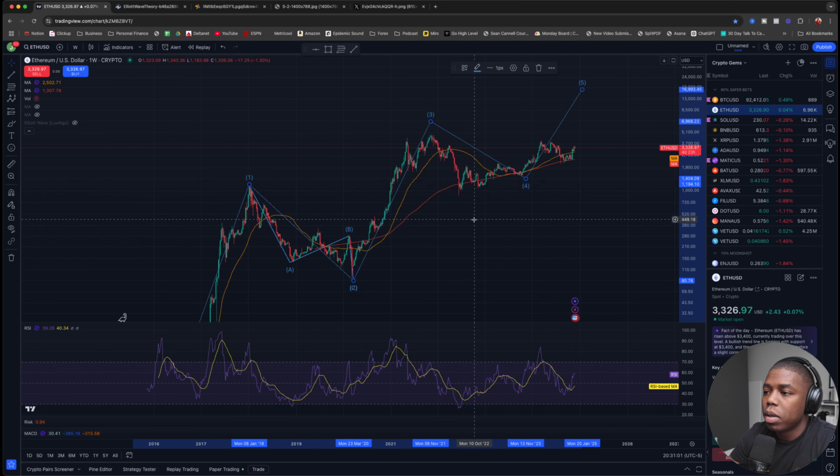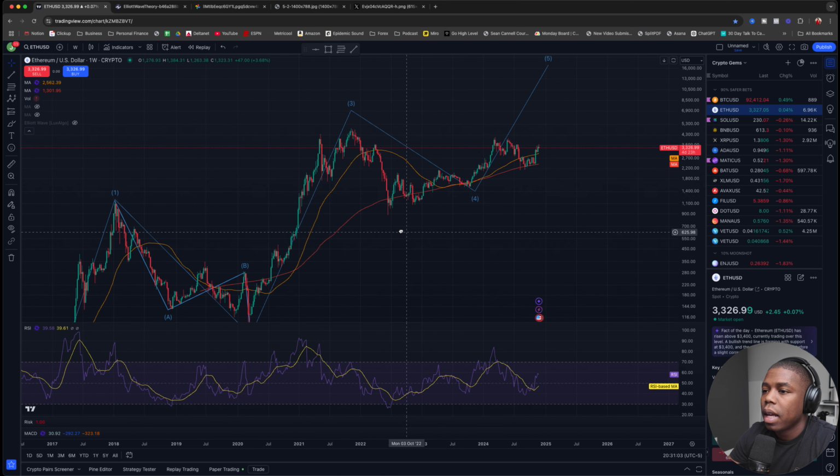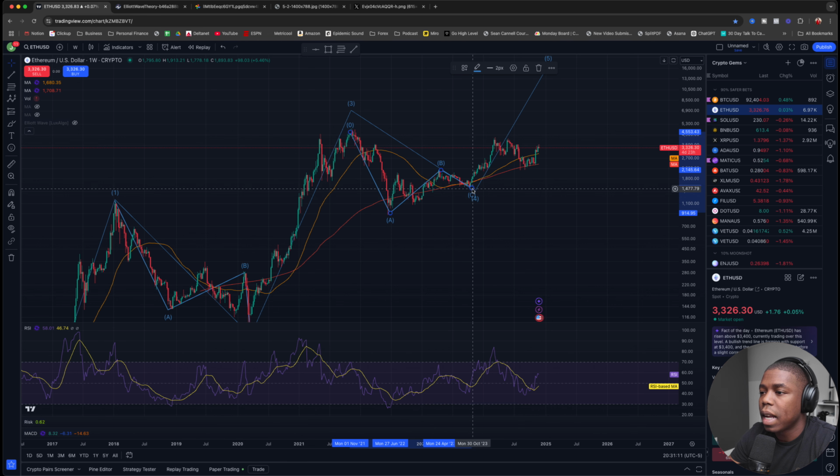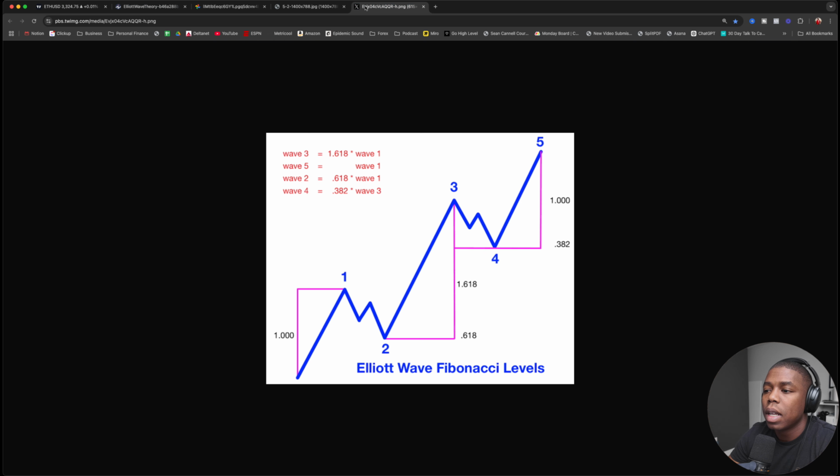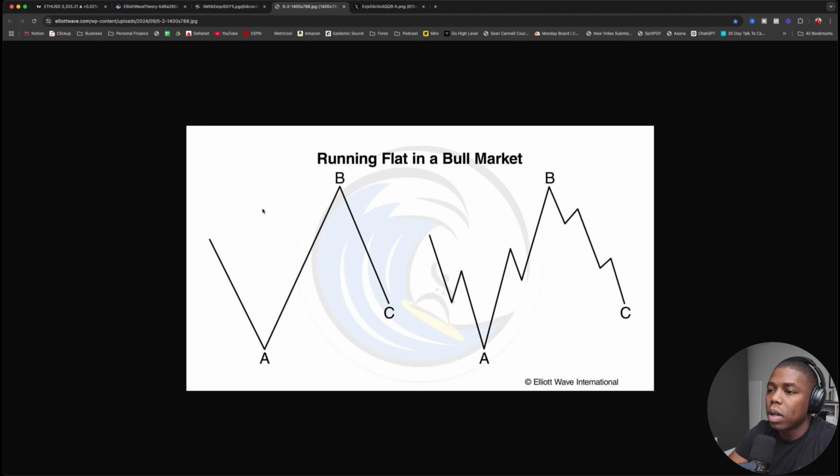Then actually I would put this wave 4 over here, and I would label this as A right there, then B, and then C. And so that definitely has a different look. And so I want to show you this other pattern. So one of the ways that an ABC pattern can correct is in a running flat.